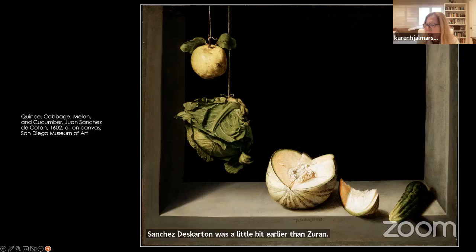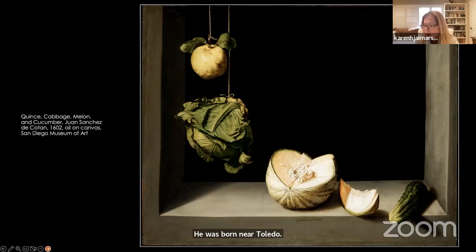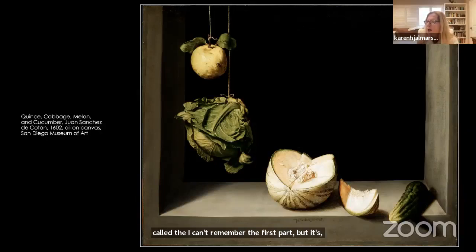He did very austere still life paintings. He was born near Toledo, where the great El Greco lived. He was patronized by the aristocracy, very educated aristocracy. And how do we know that? Well, there are records, but also in this beautiful still life we have a melon, and it relates to the idea of curvilinear forms, a mathematical concept, a hyperbola, that talks about curvilinear forms in a mathematical way. I can't remember the first part of the name.